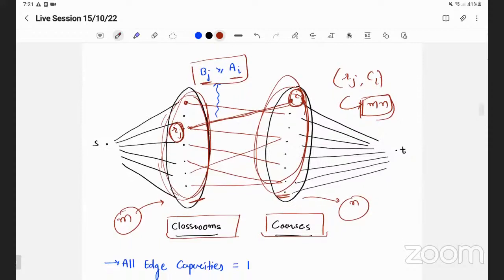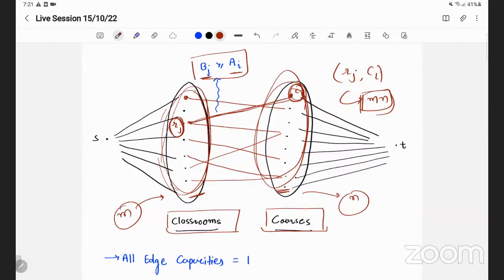How can we solve this maximum matching using flow-based approaches? You add two additional vertices, one S and one T. S is the source vertex and T is the terminal, the sink vertex, right? And you need to add these additional edges from the source to each vertex of the first partition, and from each vertex of the second partition to the sink. These additional edges and these two vertices S and T, I have added in the graph.